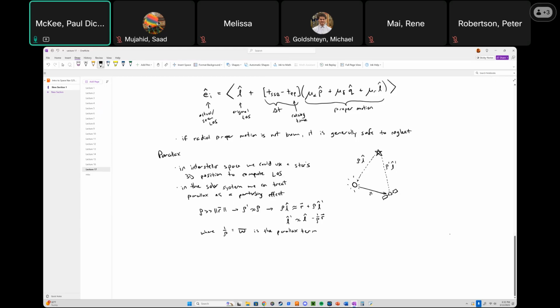And I'll say that, by the way, parallax, this works backwards. Parallax is how we estimate the distance about that.